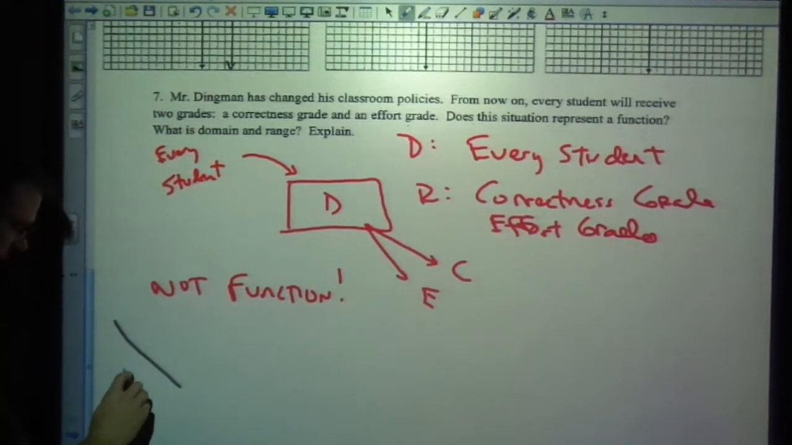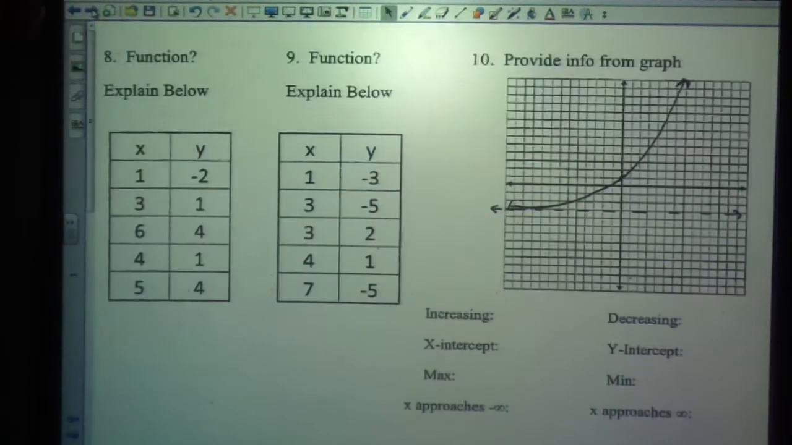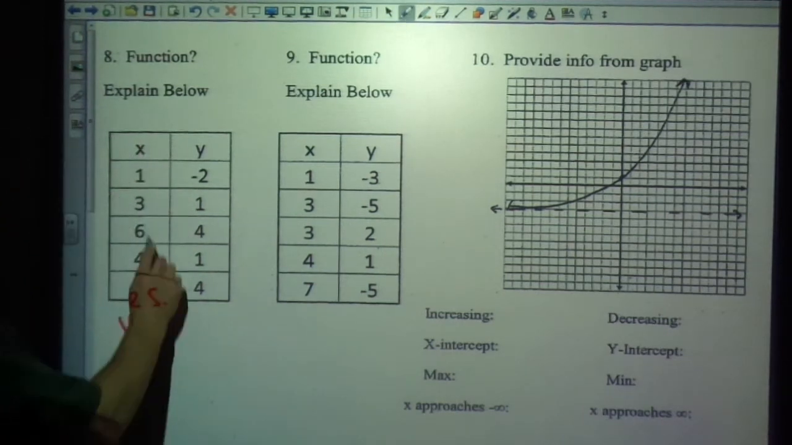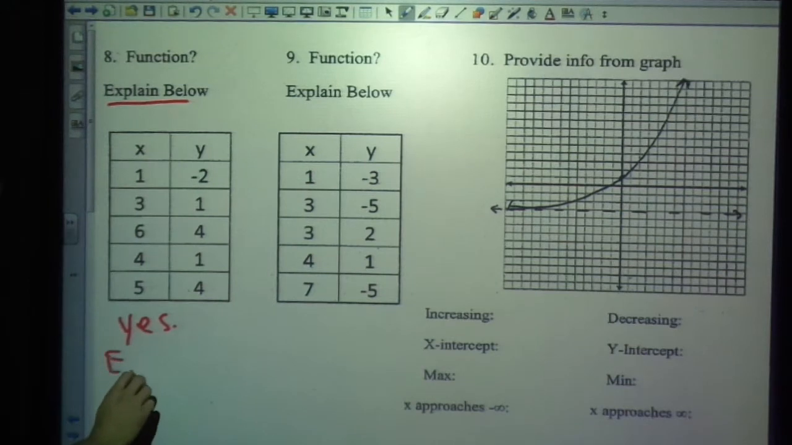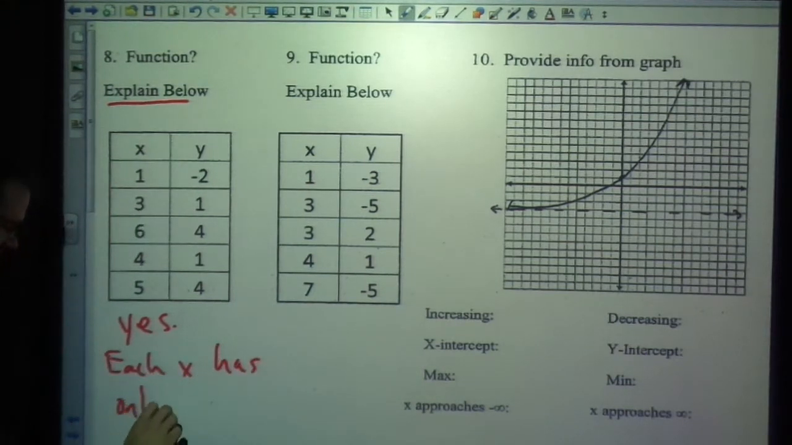Score up what you got on the front page. Make it a score out of 24. Okay, page 2. Is this a function? Remember, we're looking to see, does every input have only one output? 1 has 1, 3 has 1, 6 has 1, 4 has 1, 5 has 1? Yes. Explain: each x has only one y. This is 2 points, one for the answer, one for the explanation.